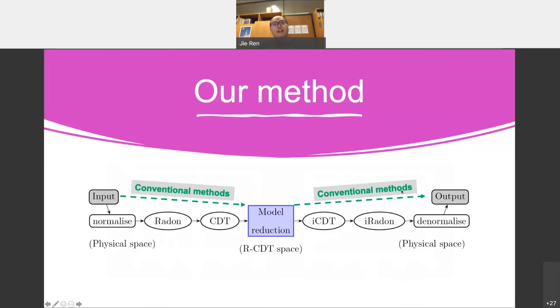So if I show our method in a diagram, it's like this. We have the input signal, we normalize it, and we take it to the RCDT space by performing the Radon transform and CDT transform. In this space, we apply some model reduction techniques, for example POD or something more advanced. After the model reduction, we go back to the physical space because these transforms are both invertible. So we apply ICDT and inverse Radon and denormalize, and we get to the physical space. In conventional methods, you don't have this transform. You just build the reduced order model in physical space. So that is the difference between our method and conventional methods.